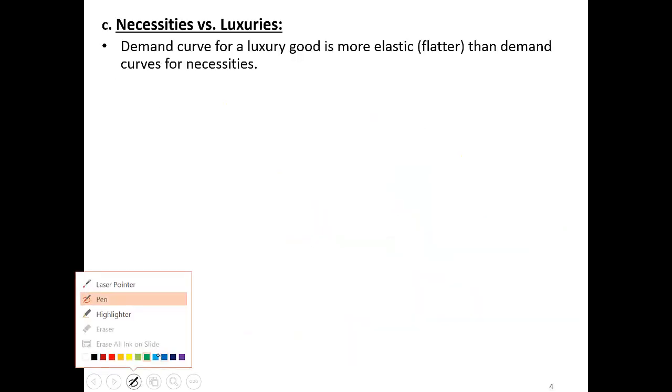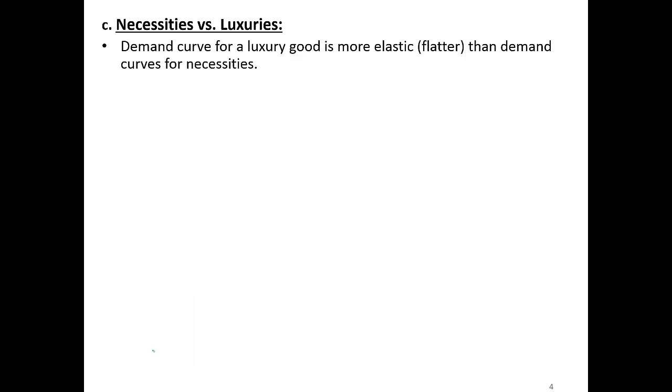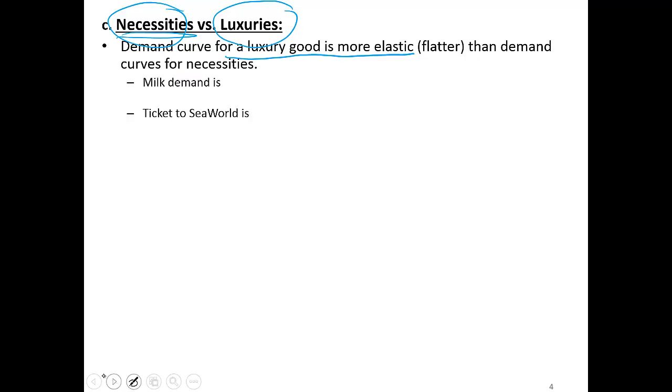Necessities versus luxuries is the third determinant of elasticity. You need to figure out if a good is a necessity, something that you have to have, versus a luxury, something you don't really have to have. The demand curve for a luxury good is more elastic. It's flatter than a demand curve for necessities.